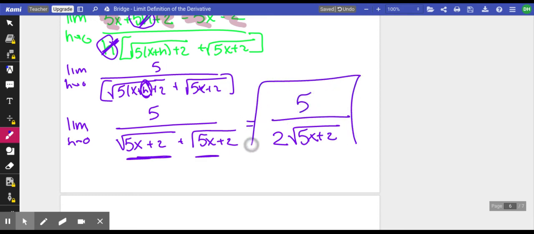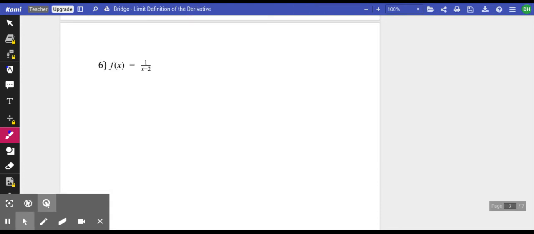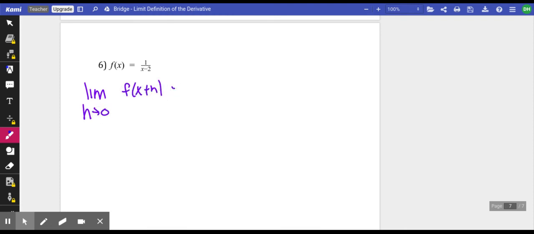So here is the slope of that function. A little ugly, but there you have it. All right, last example for you. Again, we're going to find the definition using that limit process. So the limit as h approaches 0, f of x plus h minus f of x all over h.